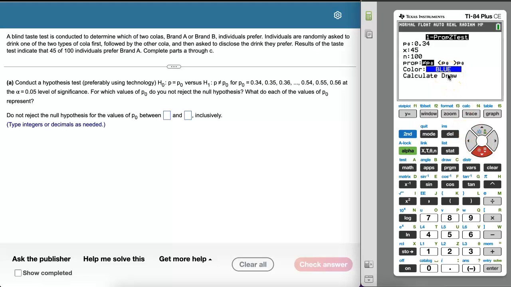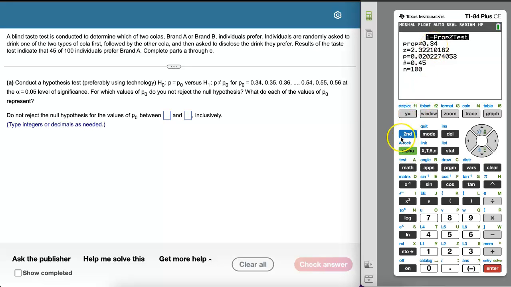Draw is kind of neat if you ever want to try that. It gives you more of the picture, and you can actually see the tail end. Make sure it's on the right, the left, or two-tailed. But what I'm trying to find here is the p-value, when our level of significance is 0.05. If this is less than 0.05, then I reject the null hypothesis. So I would reject the null hypothesis for p sub 0 equal to 0.34.